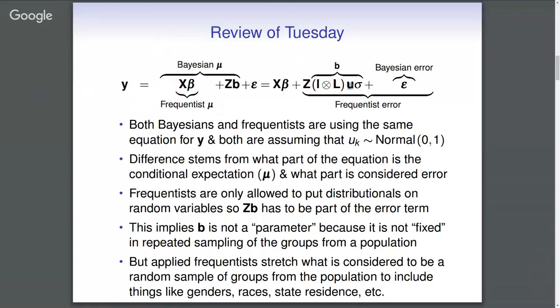For frequentists, it's essential to say what are the parameters, or what is fixed in repeated sampling, in which case you can construct an estimator for it, and what is not fixed in repeated sampling. Consequently, you're not estimating it, and that is the B's or the U's, whatever, are considered to be or called random effects to distinguish them from fixed parameters that are going to be estimated.